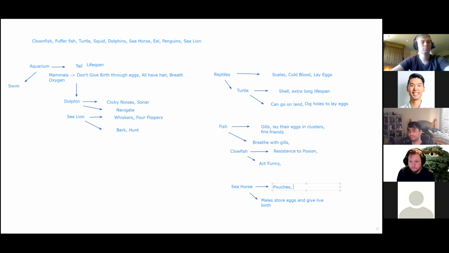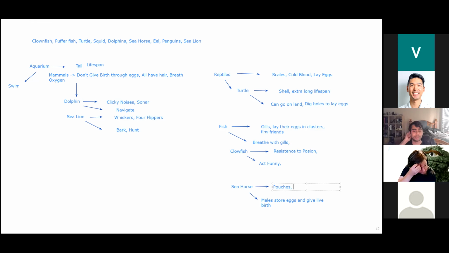Can anyone think of one more? I'm trying to think of any myself. I don't know anything about seahorses, so I can't even tell you. That's true. I was going to say, they have a curly tail. Yeah. I'm trying to think. We said technically up here everything has a tail, right? Curly is an attribute then.